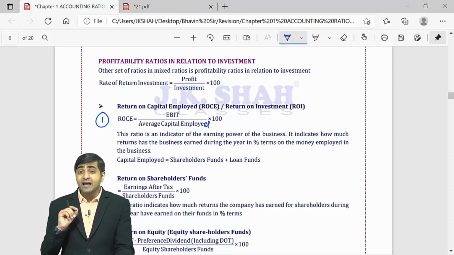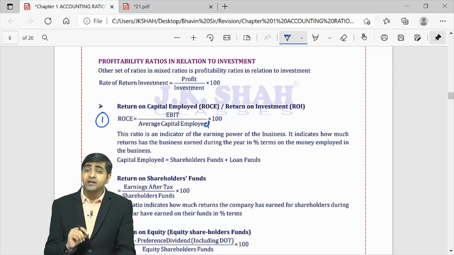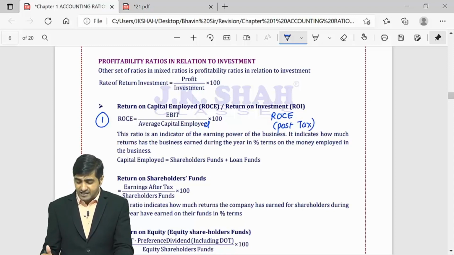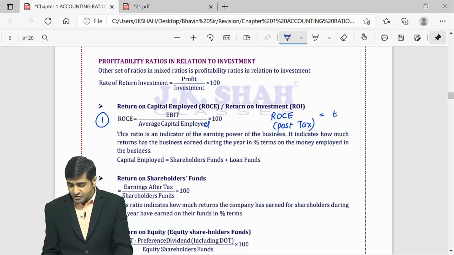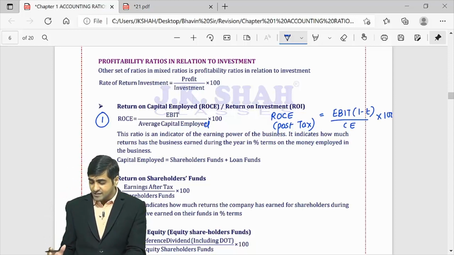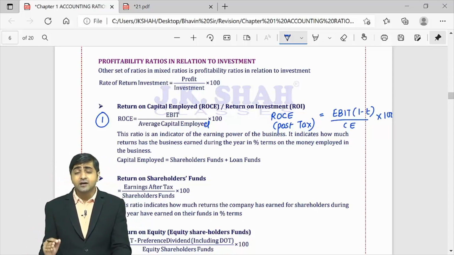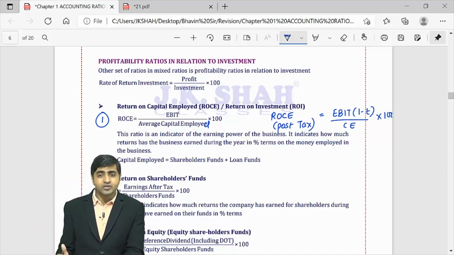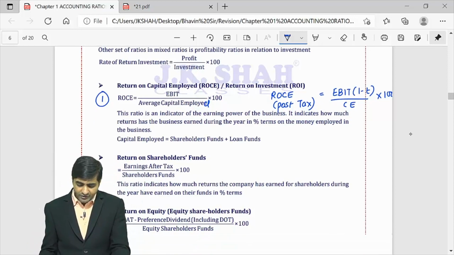But my dear students, again I am repeating, only if they ask you in the question to calculate return on capital employed post tax, then only in that particular situation we will take EBIT into 1 minus tax and divide that by capital employed into 100. So this concept should only and only be used when we are required to calculate the return on capital employed on post tax basis, or else in all the situations we can use EBIT upon capital employed into 100.